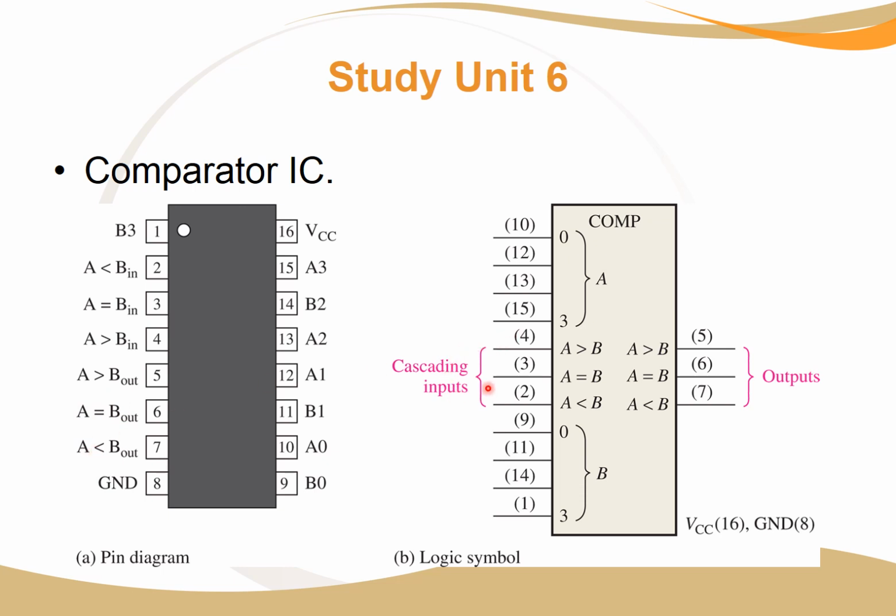And then these other inputs are for the cascading input. So if you want to compare an 8-bit number, then you would cascade the comparator into these as inputs, and then you would have the outputs, i.e. these outputs. So the inputs would be for cascading of comparator ICs if you want to compare a number that's more than 4 bits.